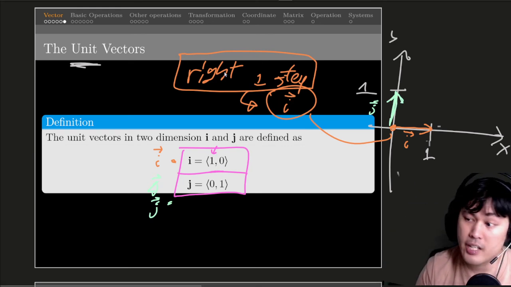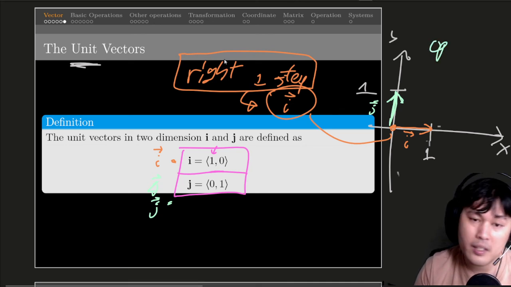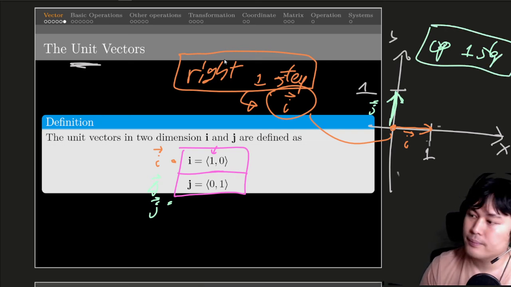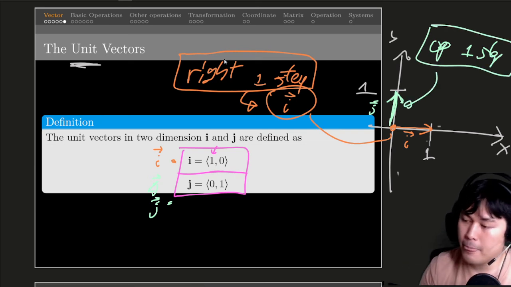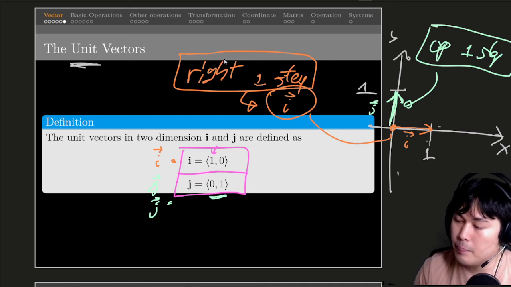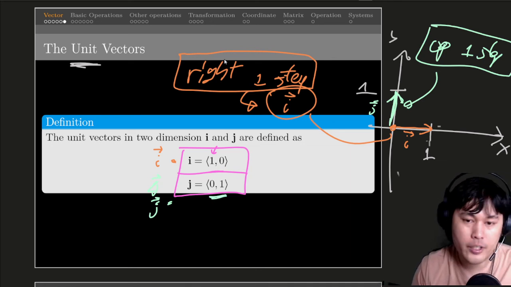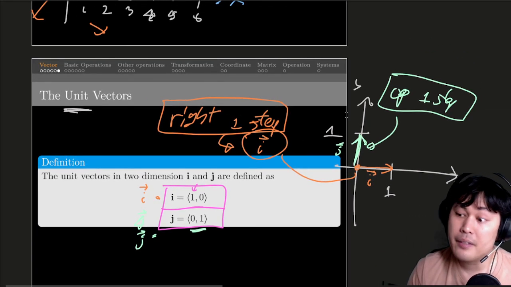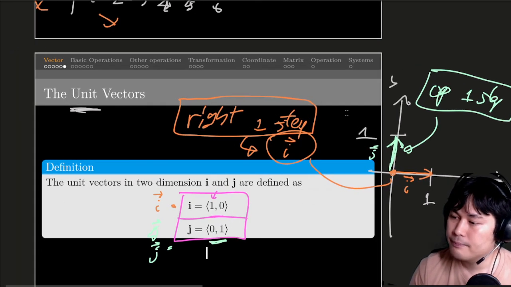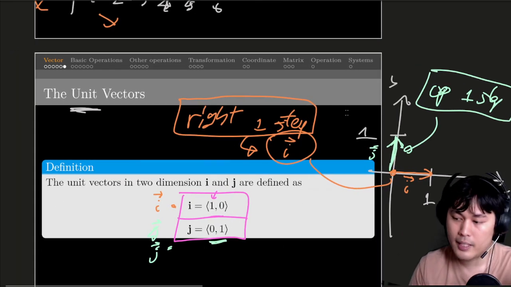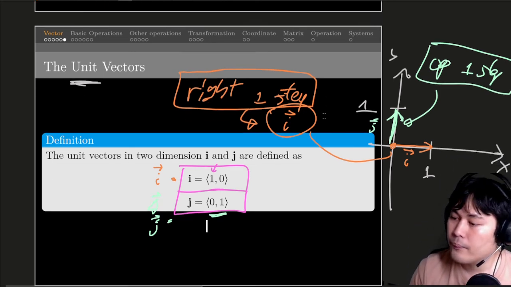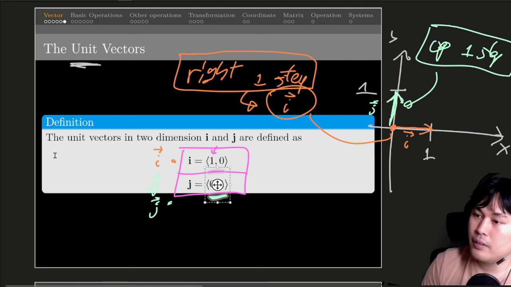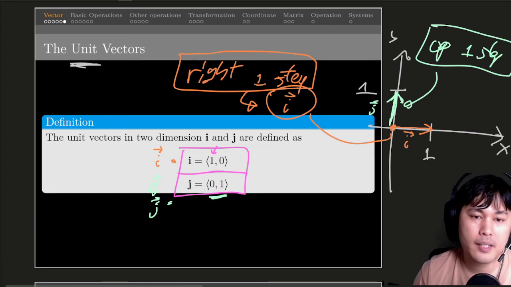And that's the same as j. When we talk about moving up one step, or moving up one unit, we talk about this vector j. This vector j is defined as the vector <0, 1>. So these are the basic definitions of vectors: how you define them, how you write them, and how you translate into the numerical notation. Next we will talk about vector operations. But let's take a break.